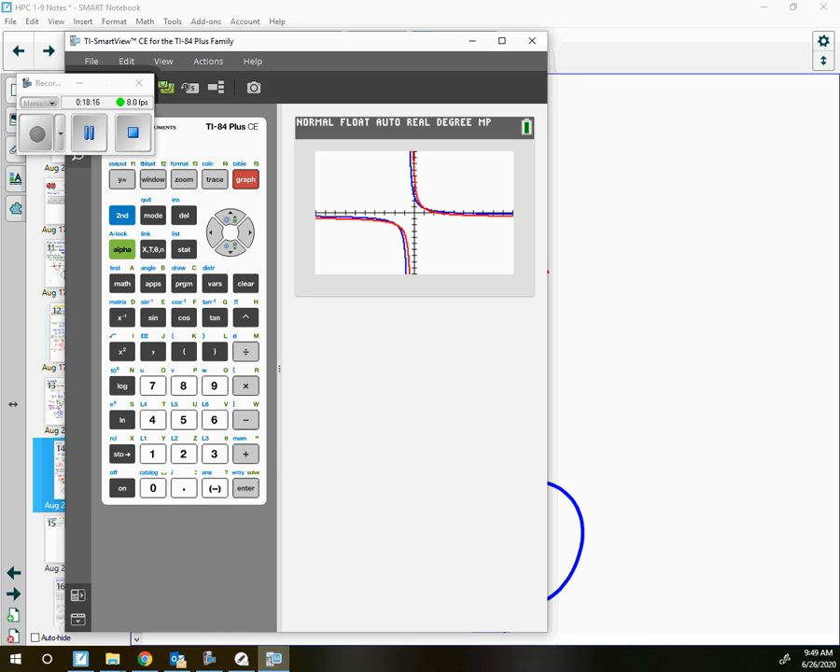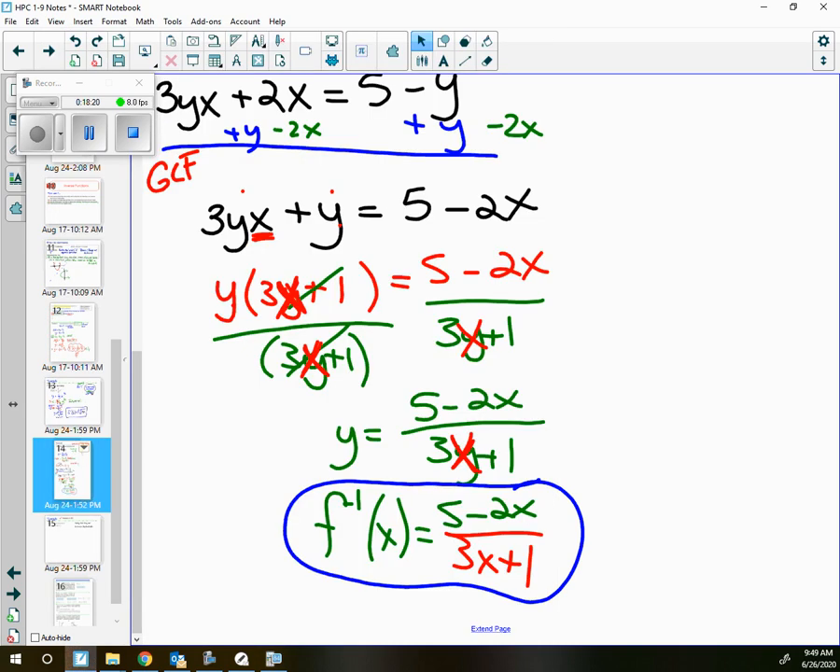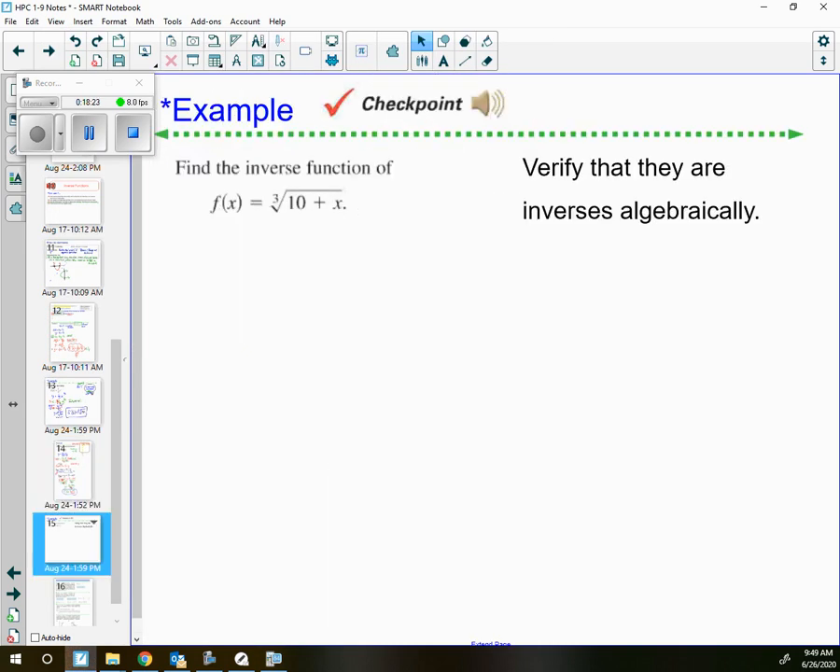So remember, we can always tell something about the inverse by looking at the original graph. All right, we're going to finish up with this one. The last one we're going to do is a cube root to start. So what I'd like you to do is go ahead, pause the video, graph this one on your calculator, and see if we can figure out something about what its inverse is. Think about the horizontal line test.